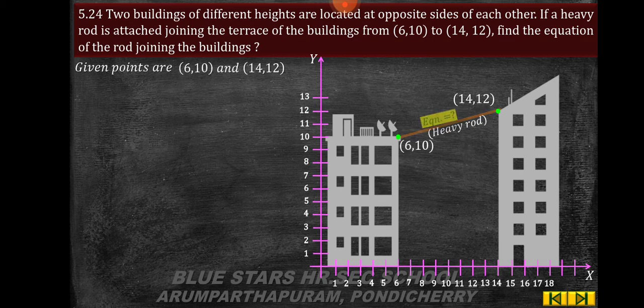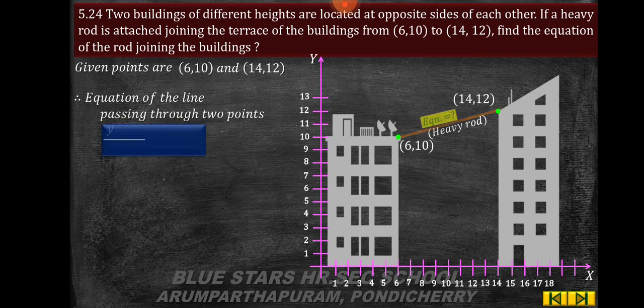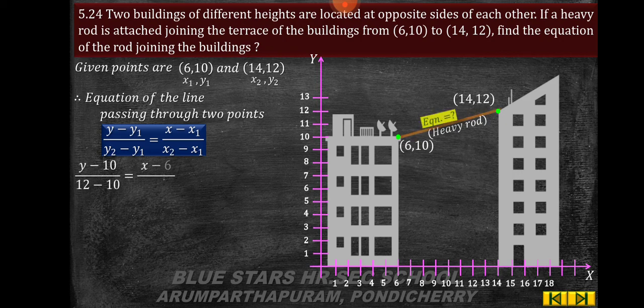So the given points are (6, 10) and (14, 12). Therefore, the equation of the line passing through the 2 points, the formula is (y minus y1) divided by (y2 minus y1), which is equal to (x minus x1) divided by (x2 minus x1). So you just substitute the points. The value of (x1, y1) is (6, 10) and (x2, y2) is (14, 12). You just substitute the points in the given formula.